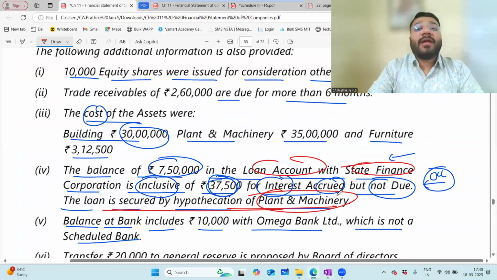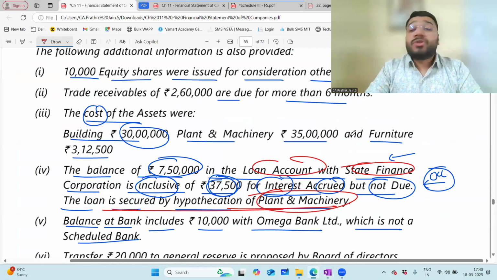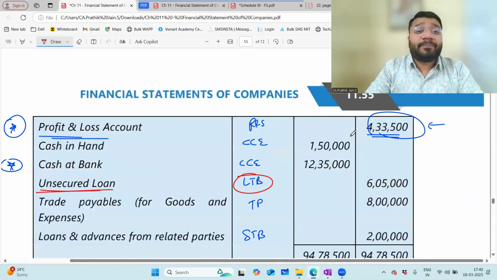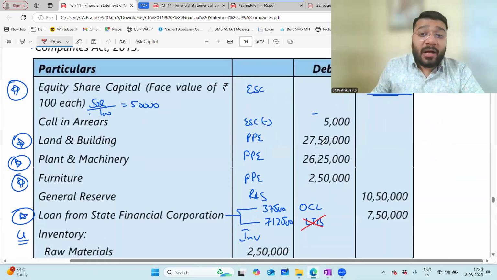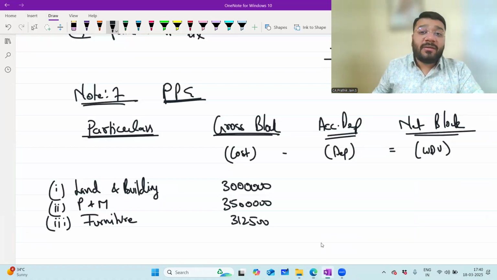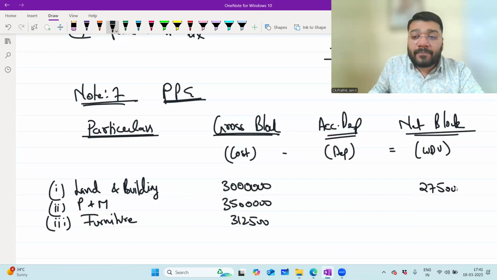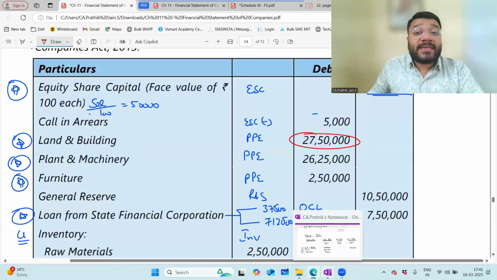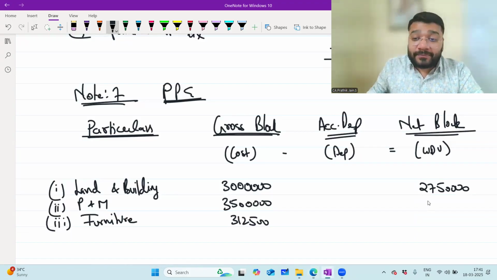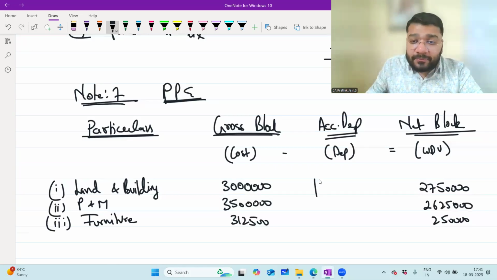And then where will you get the accumulated depreciation from? That we cannot get, so we have to calculate. It's a balancing figure. Is the net block available? Yes, in the trial balance. Land and building, 27 lakh 50,000. 26 lakh 25,000 for plant and machinery. 2 lakh 50,000 for furniture. So now this is balancing figure.